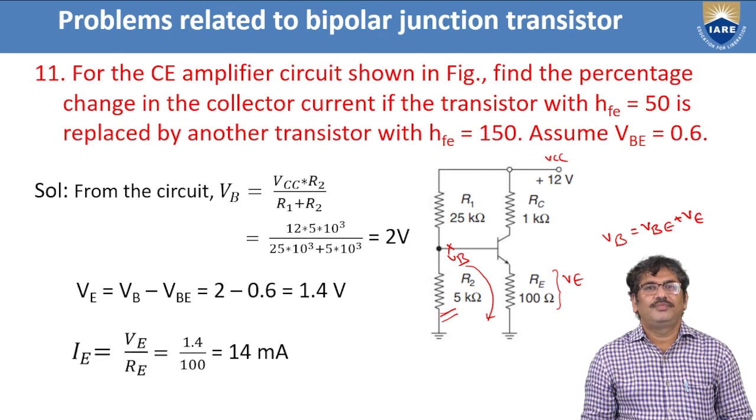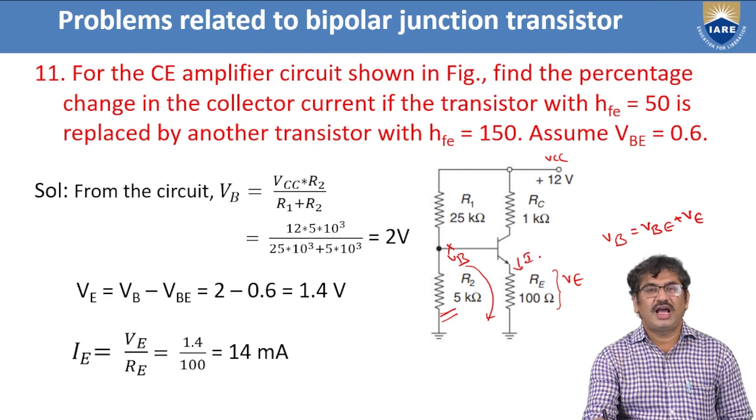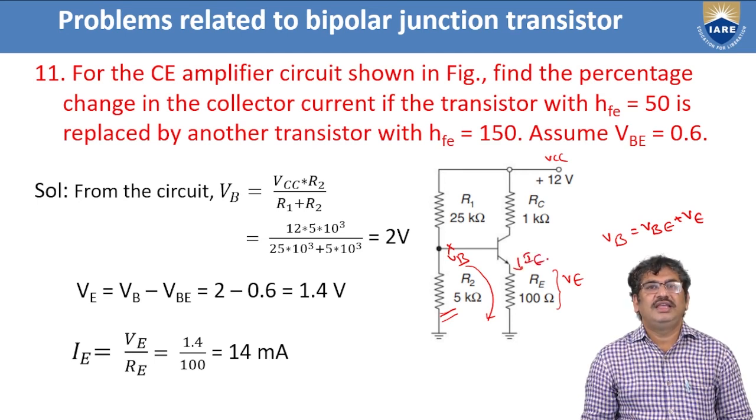Once we got VE, we can estimate the emitter current which is flowing through RE, that is IE. So that gives us IE is equivalent to VE divided by RE. VE we estimated as 1.4 volts divided by the given RE of 100 ohms, which will give us 14 milliamperes.